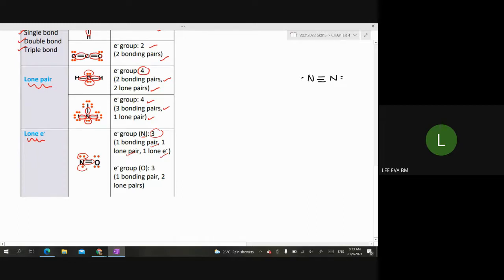Okay, proceeding to oxygen. Oxygen has one double bond, one bonding pair, and then you have two lone pair. So one bonding pair, two lone pair. So untuk oxygen pun sama jugalah, 3 electron group.